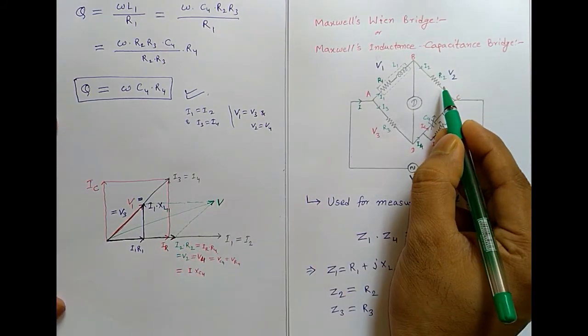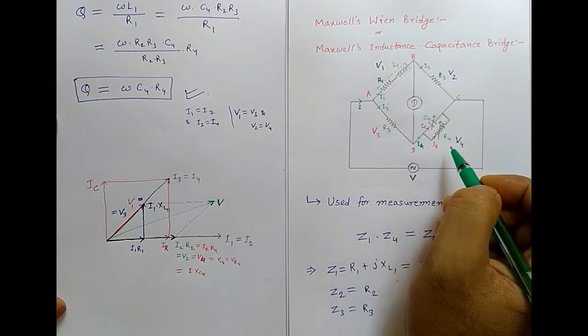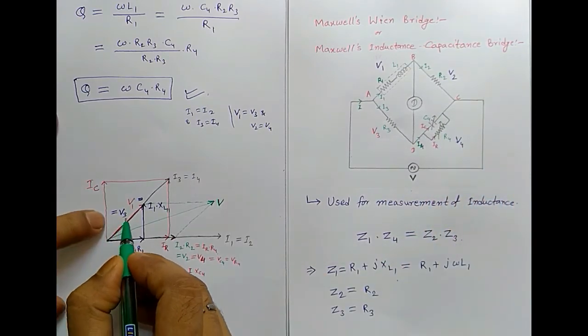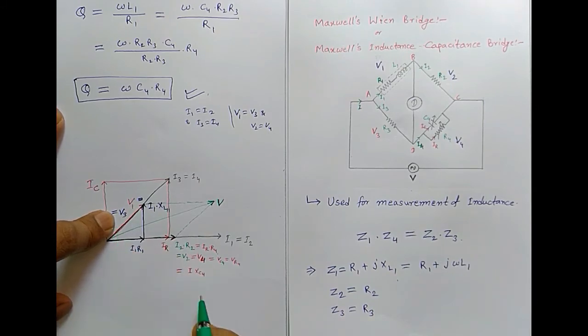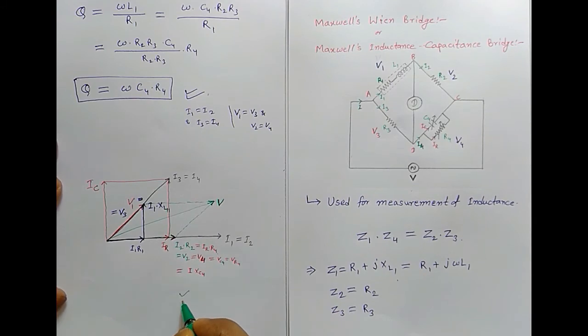V3 plus V4 also gives us voltage V. That is why it is the same point: V1 equals V3, and V2 equals V4. And in this way we can draw the phasor diagram of the circuit.